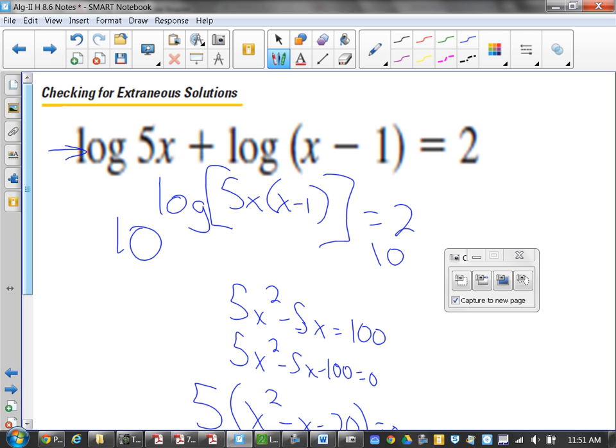Is there some rule about like log of x minus 1? Could it not be 1 because it was negative 0? Well, what's log of 0?